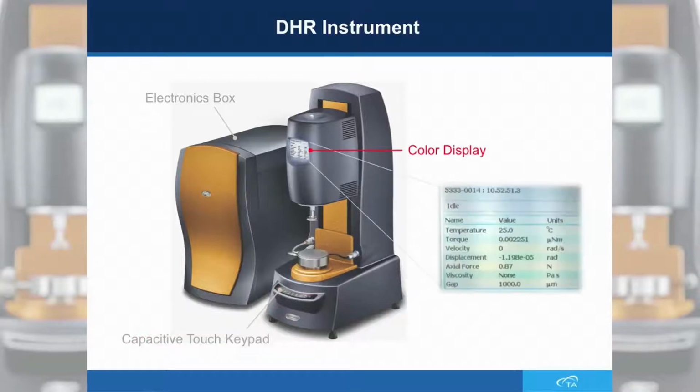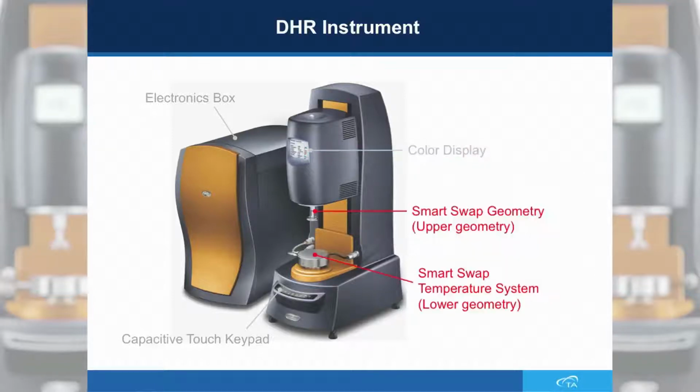On the front of the DHR is a color display. The DHR model, serial number, and instrument's IP address used for computer connectivity are displayed on the top line. Below that you will find real-time signals, which are also displayed in the software control panel when connected to the instrument. Smart Swap technology makes it easy to switch between the different geometries and temperature control systems.